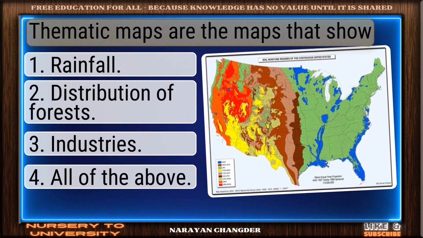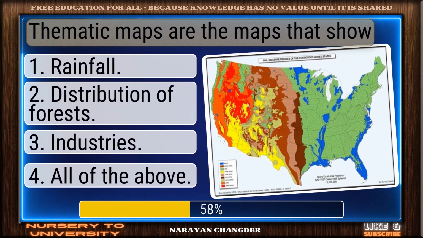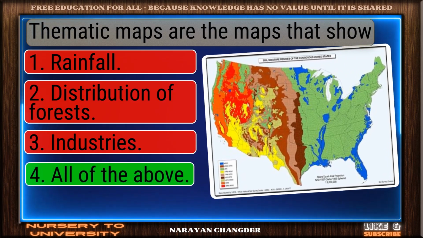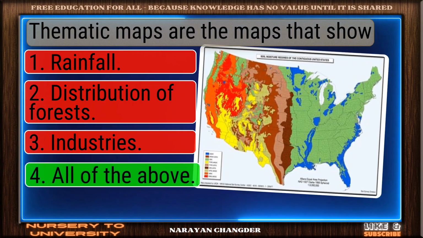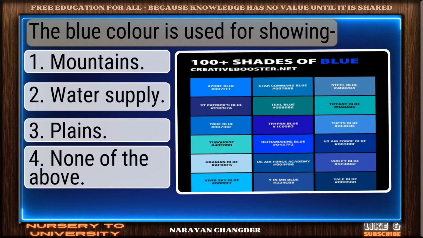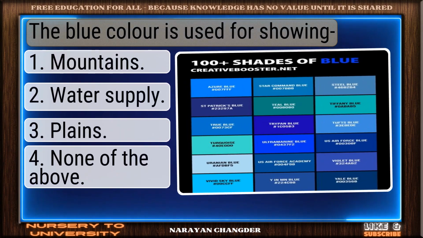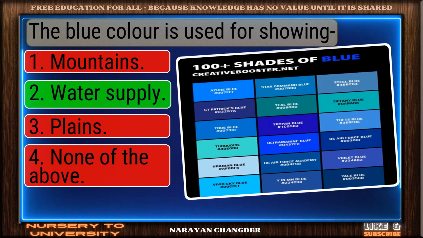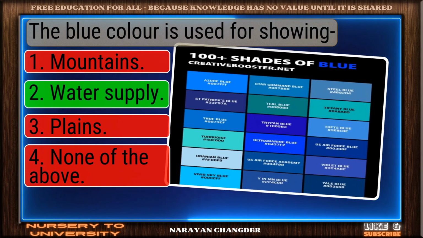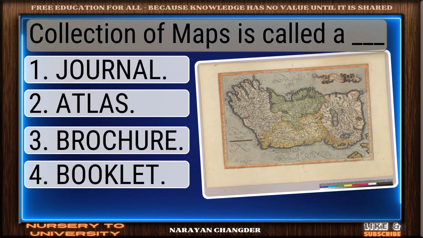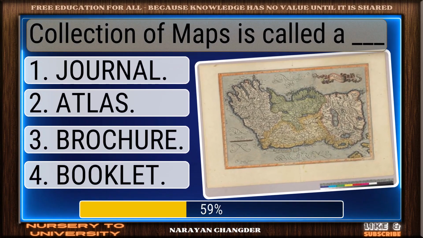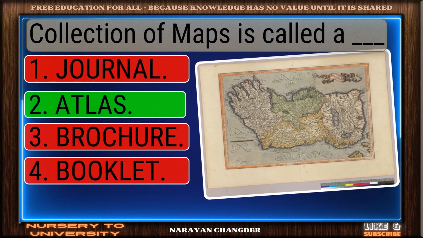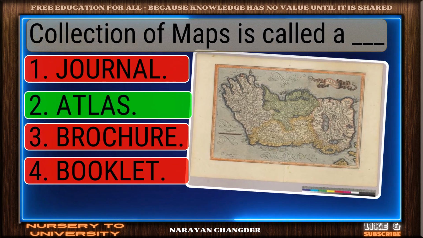Thematic maps are the maps that show. Correct response. All of the above is the most accurate answer. The blue color is used for showing. You chose water supply, and it is correct. A collection of maps is called a dash. Good thinking. Atlas is the right answer.